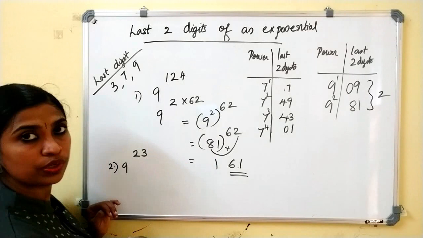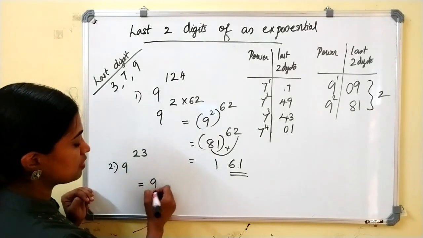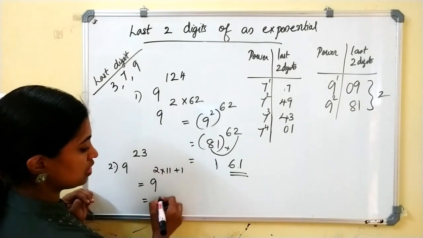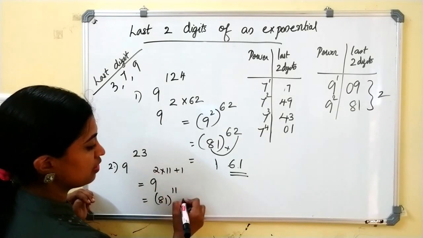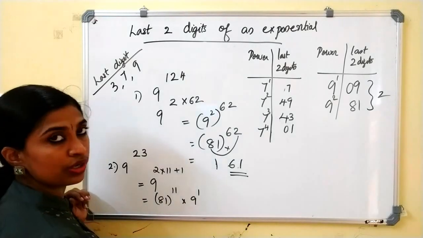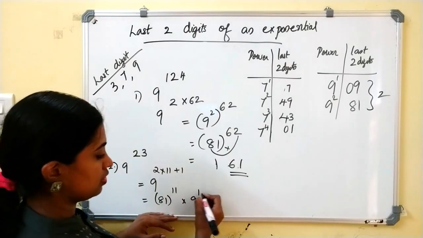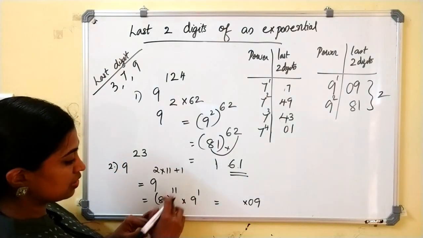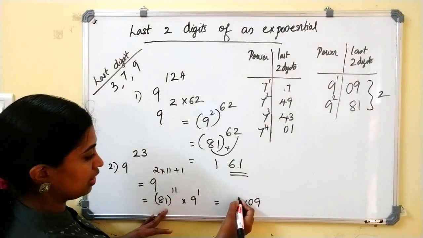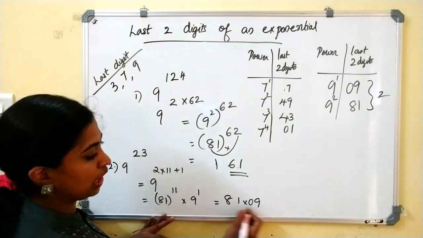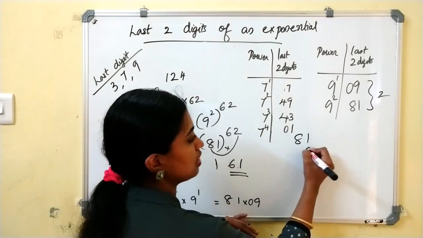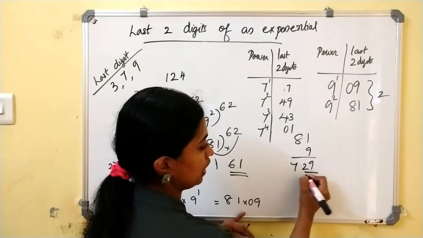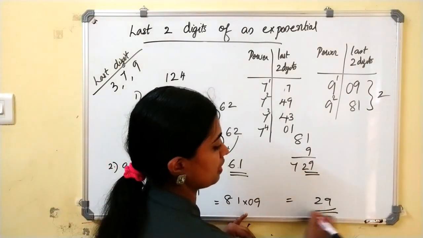Next question. 9 raised to 23. So 23 can be expressed as 2 into 11, 22, plus 1. So 9 square is 81. 81 raised to 11 into 9 raised to 1. The ending digits of 9 raised to 1 are 09, or 9. And 81 raised to 11 has ending digit 1. 8 into 1 is 8. So 81 into 9. 81 into 9: 1 9s are 9, 8 9s are 72. So 29 is the ending digits of this number.